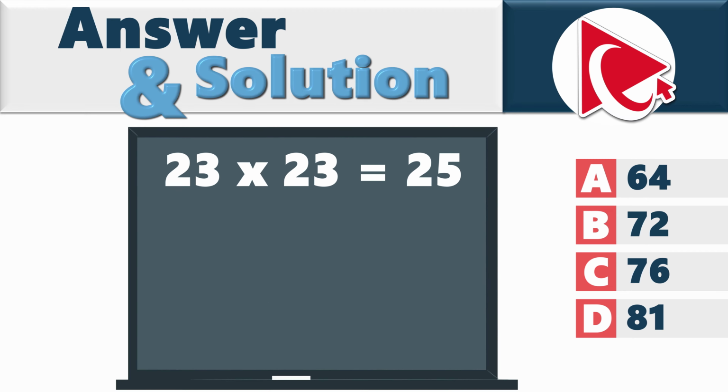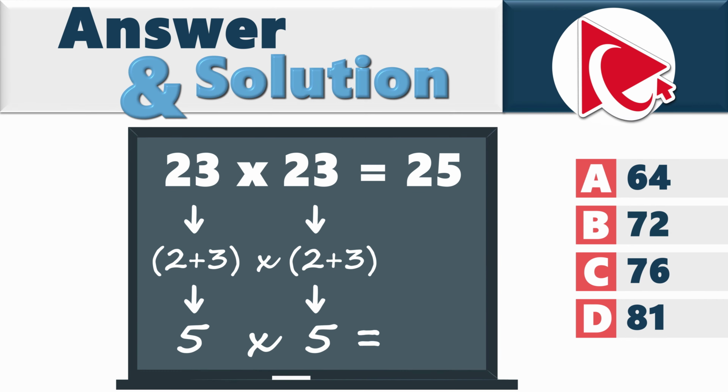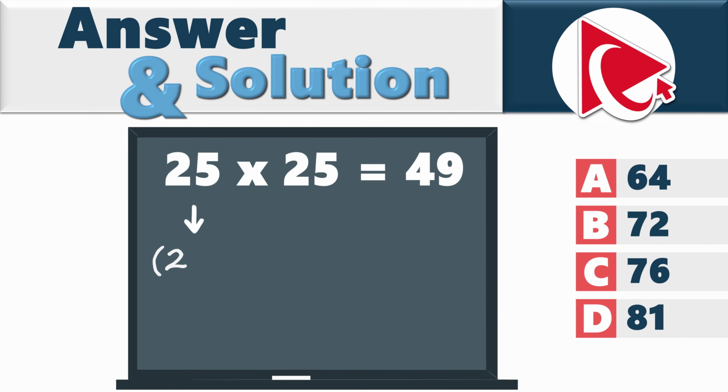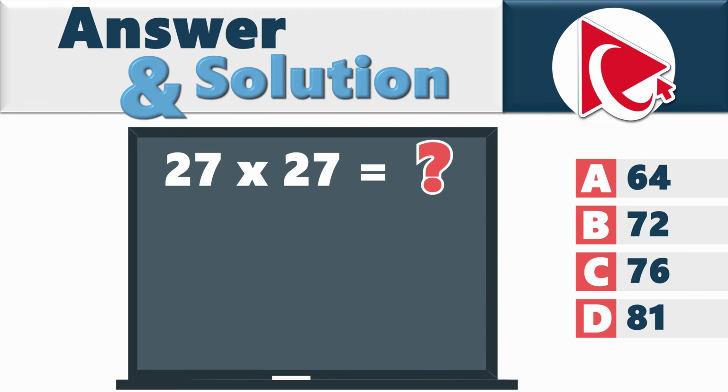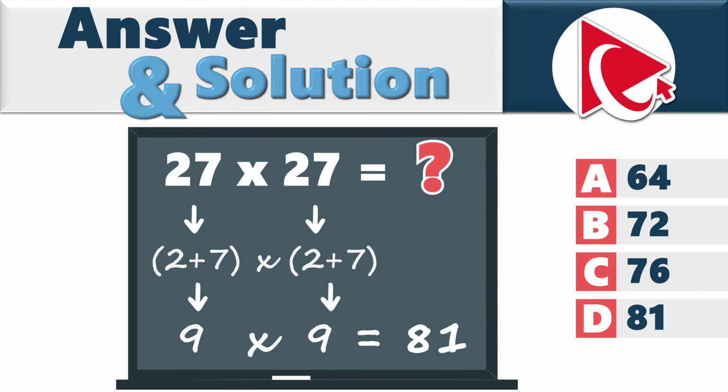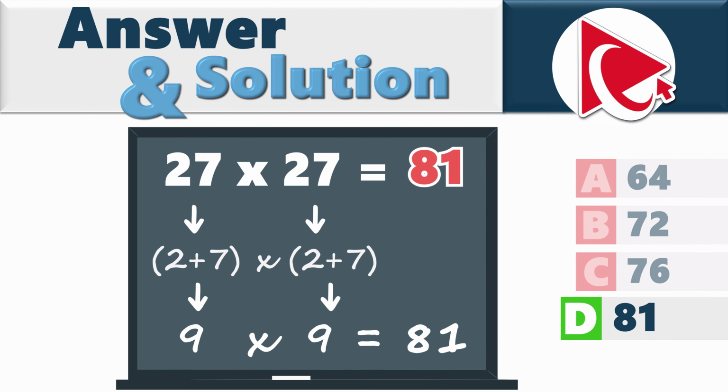For example, 23 by 23 would be 2 plus 3 in parentheses, multiplied by 2 plus 3, would be 5 multiplied by 5, and the result of this would be 25. The second expression would be 2 plus 5 in parentheses, multiplied by 2 plus 5 in parentheses, would be equal 7 by 7, would be equal 49. So the missing number could be calculated as 2 plus 7 multiplied by 2 plus 7, which would be equal 9 multiplied by 9, or 9 squared, and would be equal to 81. So the correct answer here is choice D, 81.